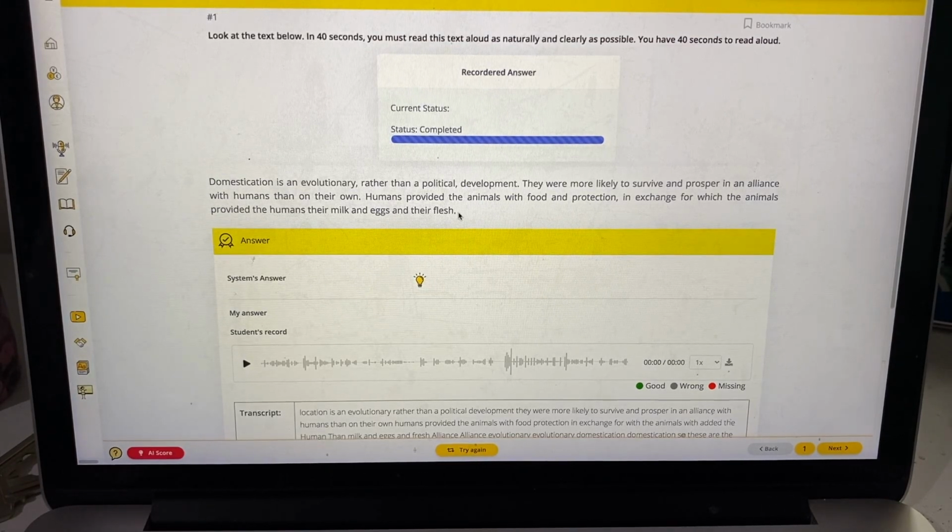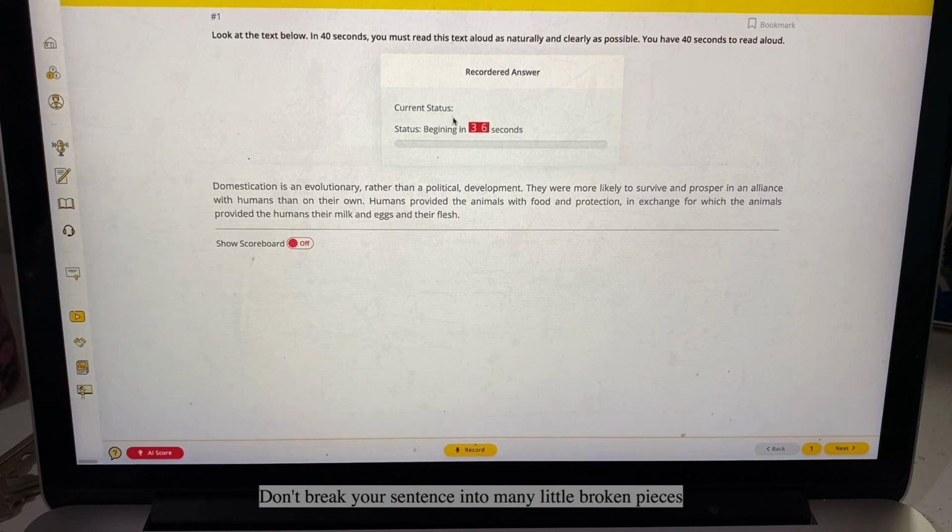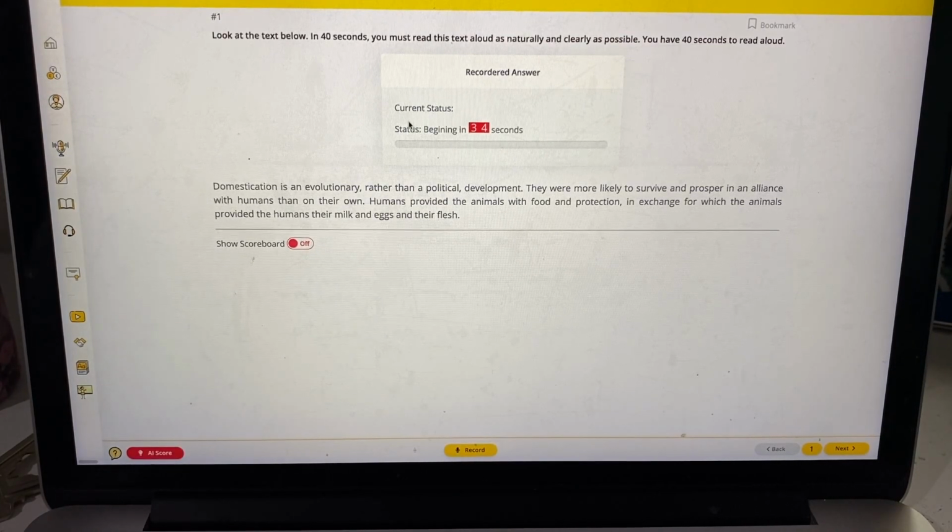Humans provided the animal with food and protection in exchange for which the animals provided humans with their milk and eggs and their flesh. I know it's not fluent, but you know what I mean, okay? Don't break your sentence into many, many little broken pieces. So now let's do this one again. 40 seconds, I'll read through it. This is an example of how I do it.